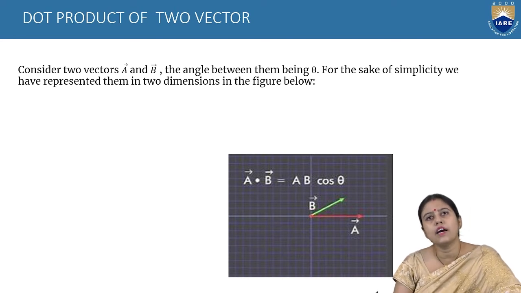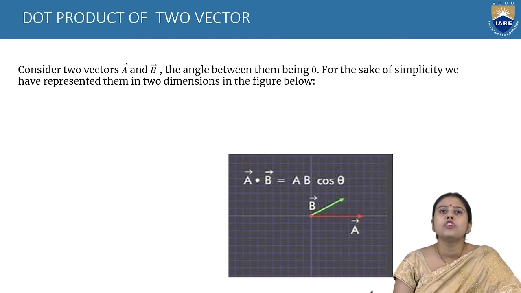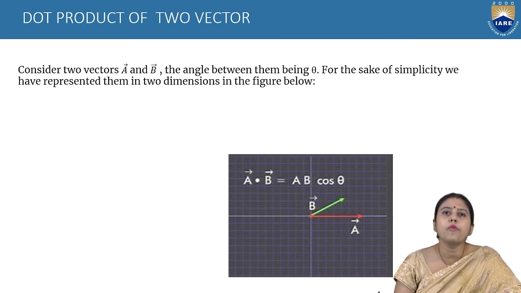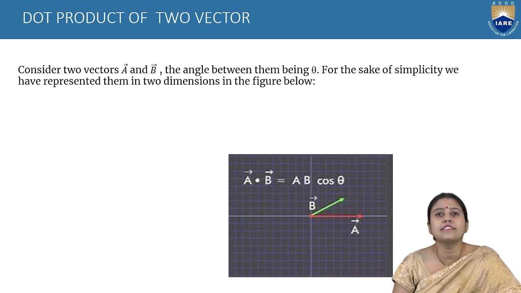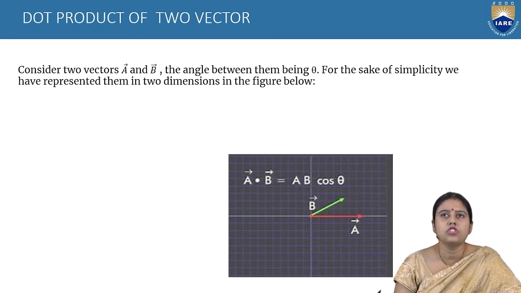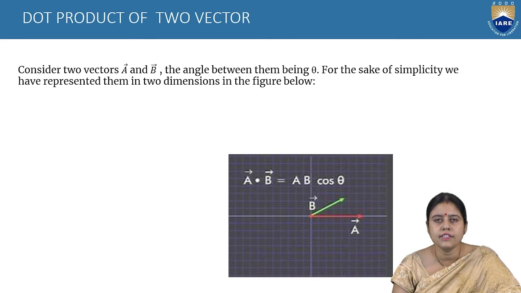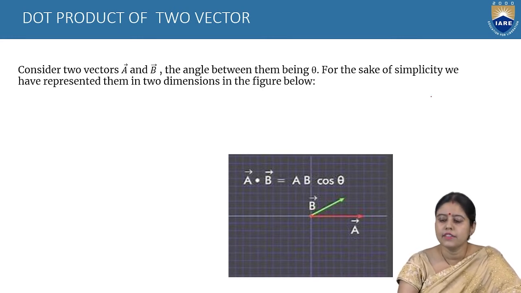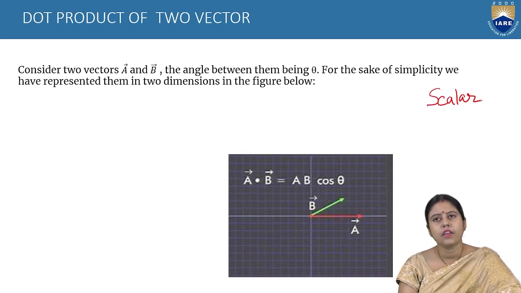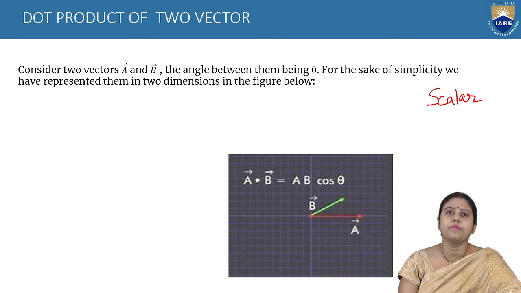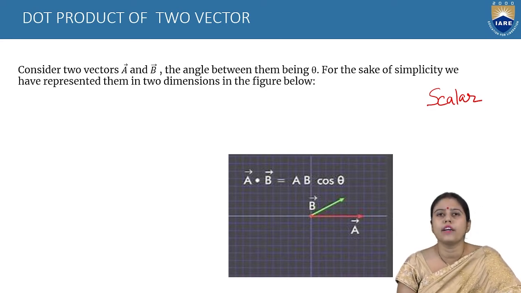And what is the difference between dot product and cross product? Dot product means if we multiply two vectors and the result is a scalar quantity. So this is called the dot product. We will give one simple example. The example is work done.